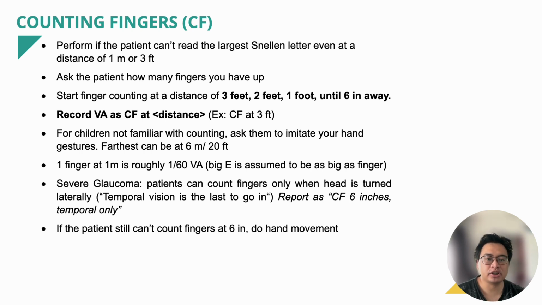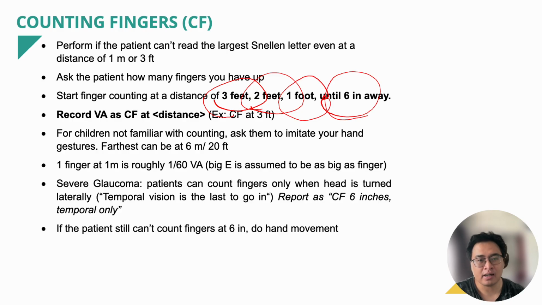So if at 3 meters, 3 feet or 1 meter, hindi pa rin nakikita ng pasyente, ikaw naman lalapit. Lalapit ka up to 2 feet, 1 foot, and eventually up to 6 inches away. If until 6 inches, hindi pa rin niya nakikita, then you are going to proceed to the next portion of visual acuity assessment, which is hand movement. You're going to record visual acuity as counting fingers at a certain distance. Kung saan man pinakamalapit na nakikita ng pasyente mo or pinakamalayong nakikita ng pasyente mo.